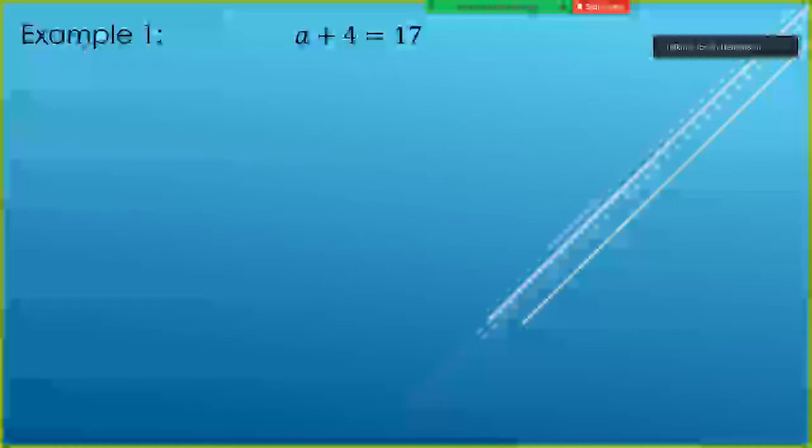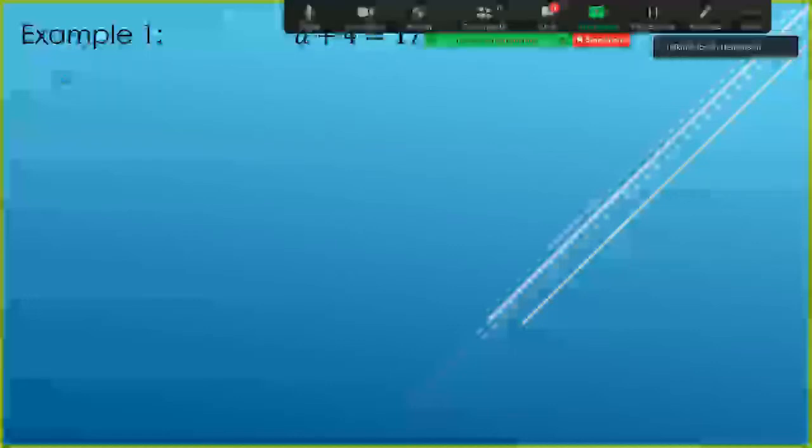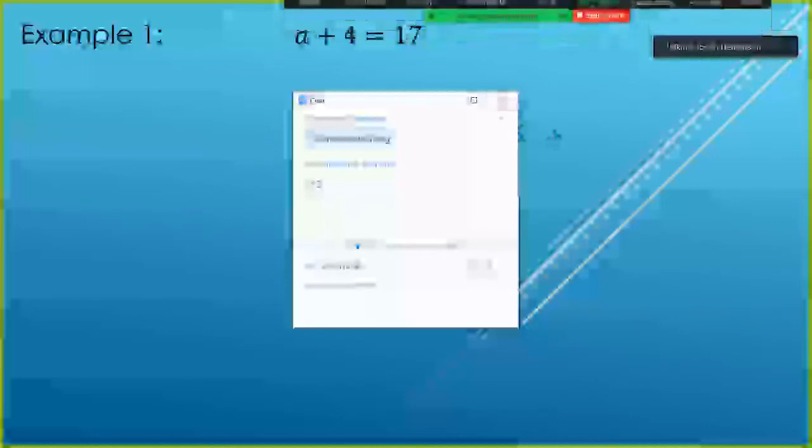I'm sure that some of you are looking at this and have already solved it, probably just in your heads, or maybe you did it on paper. Would anyone be willing to tell me what you got for A? A plus 4 equals 17. Nobody? I see something in the chat. 13. Awesome, Philman. Thank you.